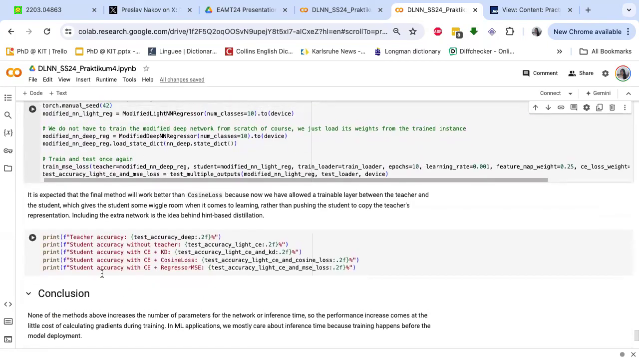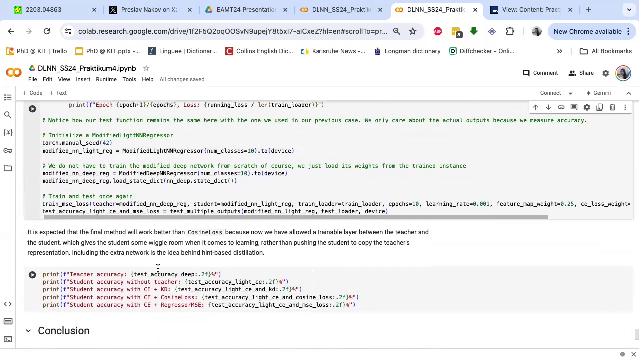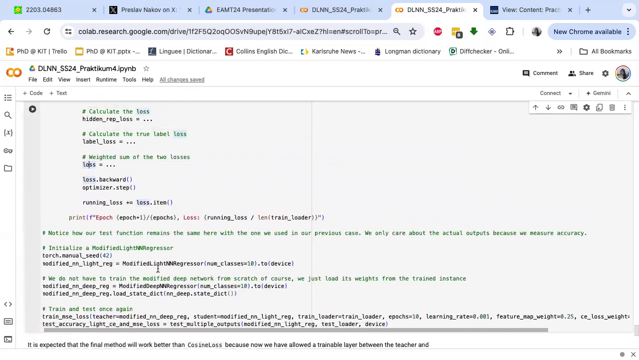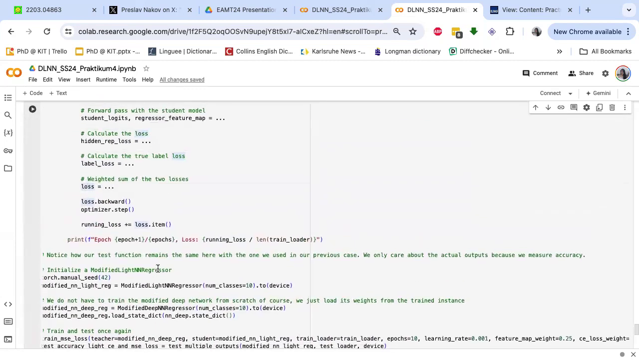And then in the end, we will have a block of code where we just compare the difference in performance of different methods. So I guess that's all. So if you have any question, you can ask.